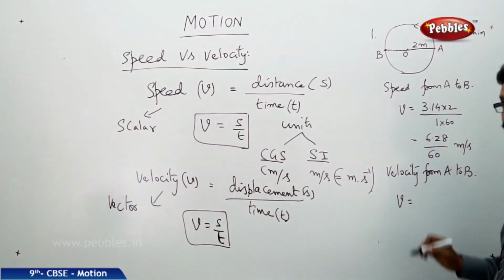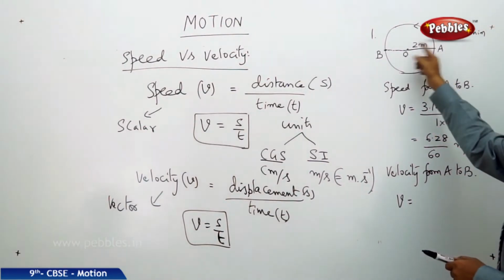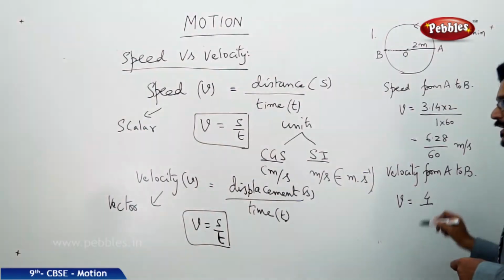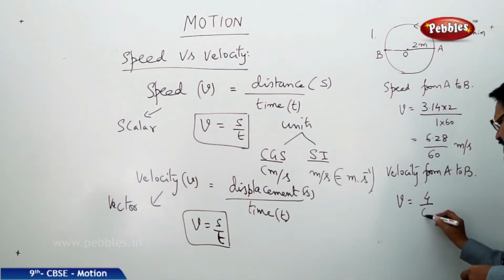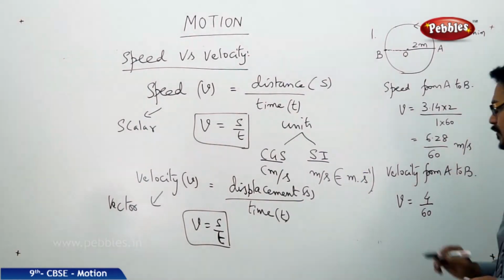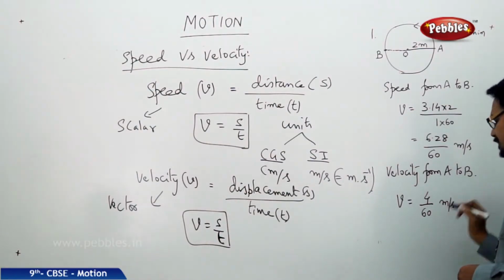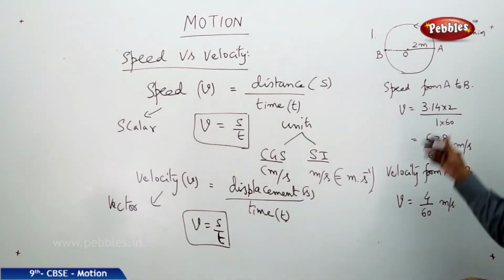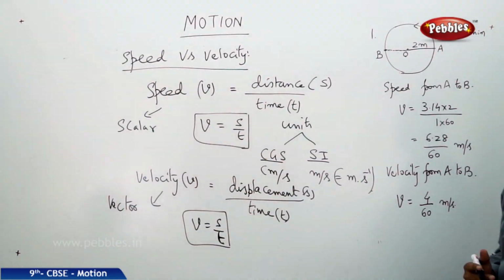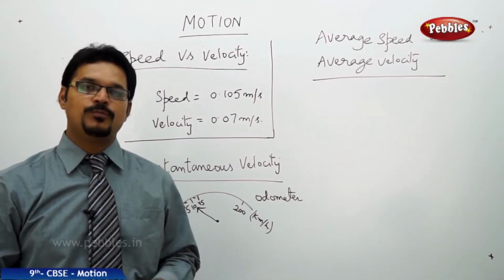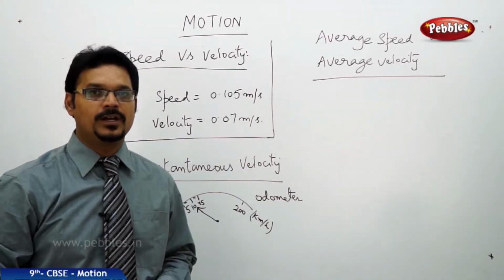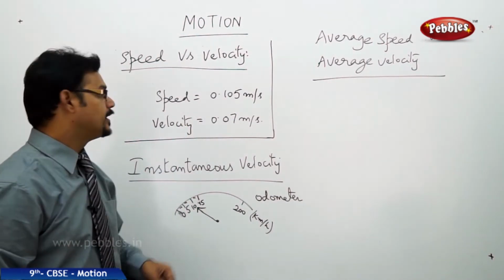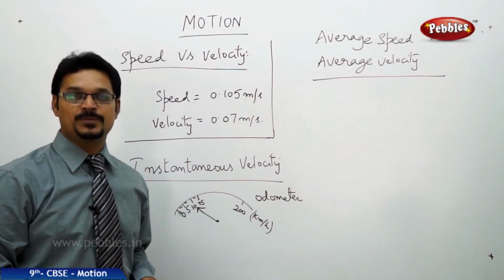Velocity V equals displacement by time. From A to B, the displacement is the shortest distance, 2 plus 2, 4. 4 divided by time, 1 minute, which is 60 seconds. So 4 by 60 meters per second. Solve it and find the answer. This is how you can find the speed and velocity. I hope you solved the ratio and these are the answers: speed 0.105 meters per second and velocity 0.07 meters per second.